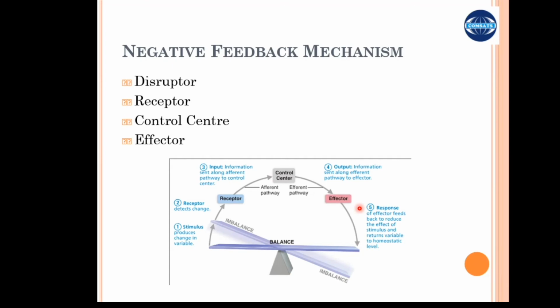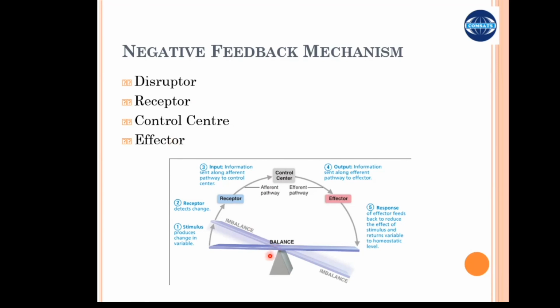Number 1 is disruptors, number 2 receptors, number 3 control center, and number 4 effectors. So what are disruptors? Disruptors are basically those stimuli which disturb the animal's set points or body equilibrium. Then there are specific receptors which detect that change and tell the brain, which is the control center, to start the negative feedback mechanism to bring that condition back to its normal state by using the effectors, which are the specific organs within the body which respond to the command of the brain and the control center.